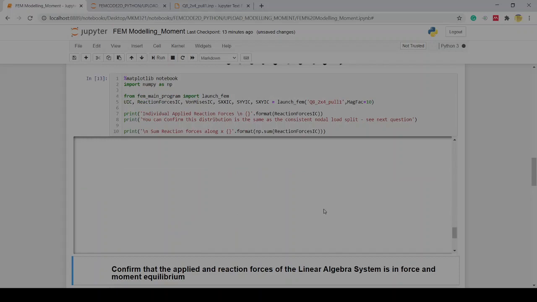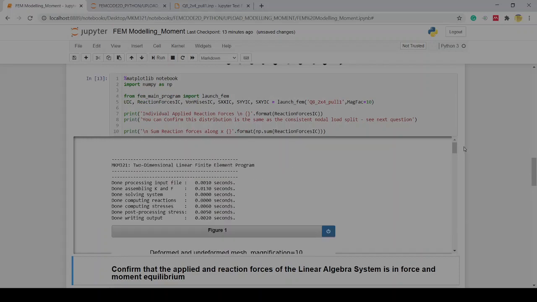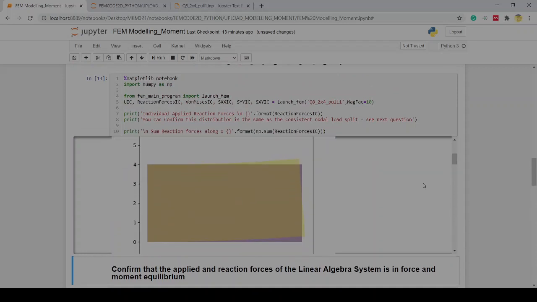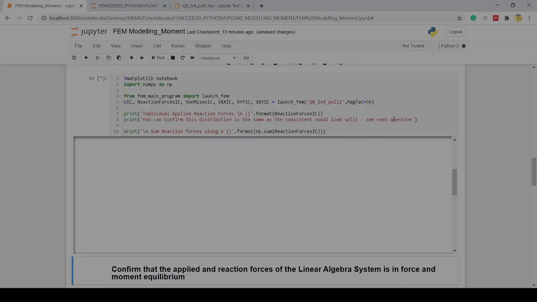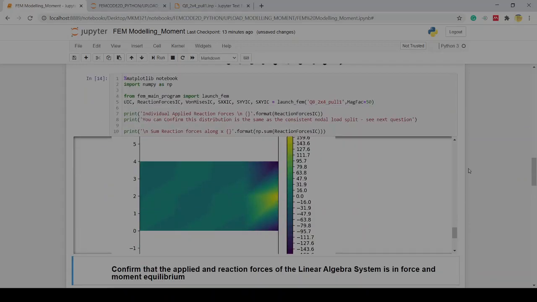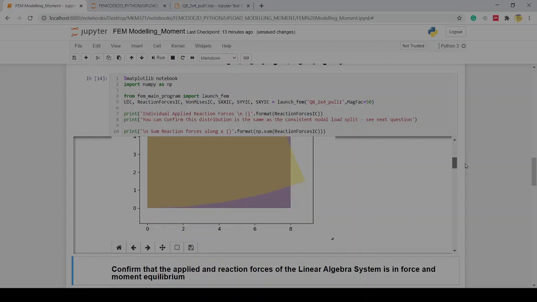And we can just confirm that we're happy with the answers and just check what's going on. So let's see. Here it looks like something that's a bending moment. I've got a magnification factor. We can make it slightly larger, maybe 50. This doesn't change the answer, it just says magnification factor.